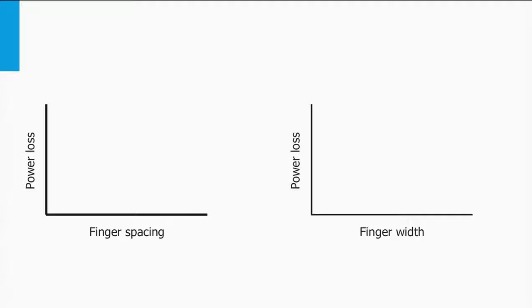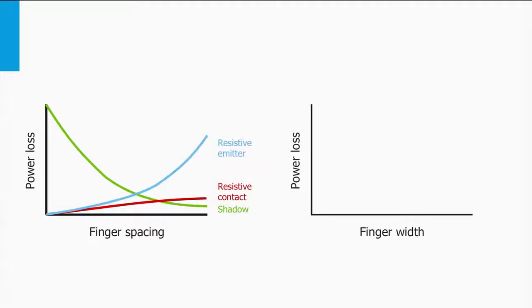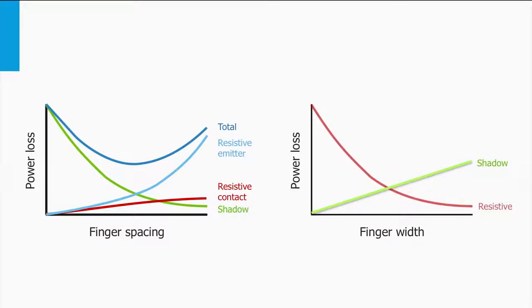Let's look for a moment at the relation between losses and the finger spacing. With increasing finger spacing, the power losses of the solar cell due to shading decrease. In contrast, the losses due to resistivity in the emitter layer and the metal fingers increase. This means that the total loss has a minimum. Similar plots can be made for the width of the contact. The larger the width, the larger the losses due to shading. The resistive losses in the metal fingers decrease with increasing finger width. Again, there exists a width which has a minimum loss. Optimizing the front contact pattern is therefore a complex interplay between the finger width and spacing.